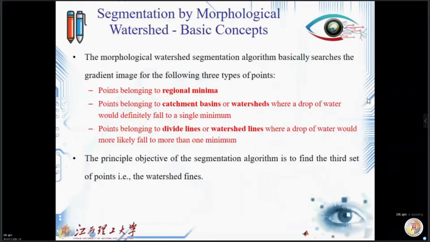One is regional minima. Another one is the catchment basins or watersheds, where a drop of water would definitely fall to a single minimum. Another point belongs to the divide lines or watershed lines, where a drop of water would be equally likely to fall to more than one minimum. The principal objective of this segmentation algorithm is to find the third set of points, for example, watershed lines.